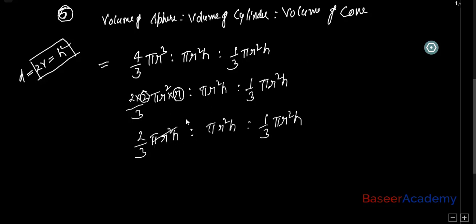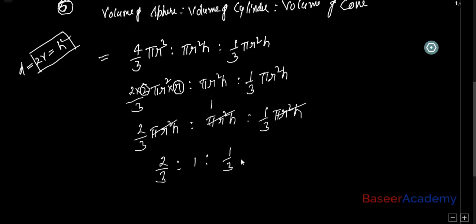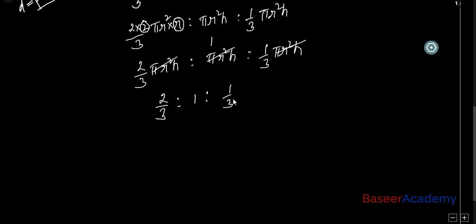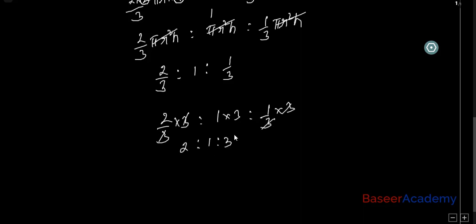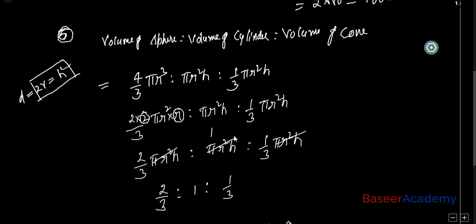Now this pi r square h gets cancelled, and this pi r square h gets cancelled. What do I get here? 2 by 3 is to 1 is to 1 by 3. And what are the denominators here? 3 and 3. The LCM of 3 and 3 would be 3. So I have to multiply all the terms by 3. I'm multiplying the first term by 3, the second term by 3, and the third term by 3. So here I get the ratio of the volumes as 2 is to 1 is to 3.